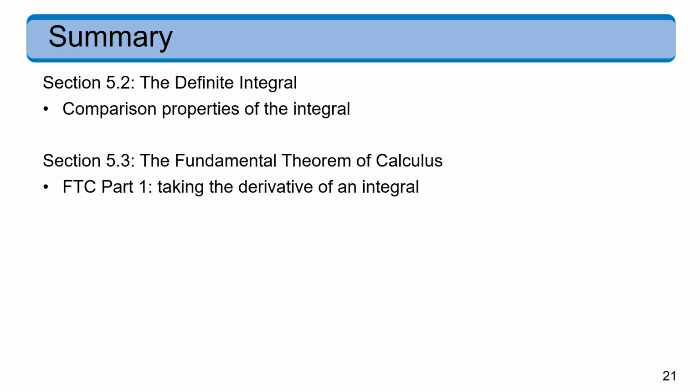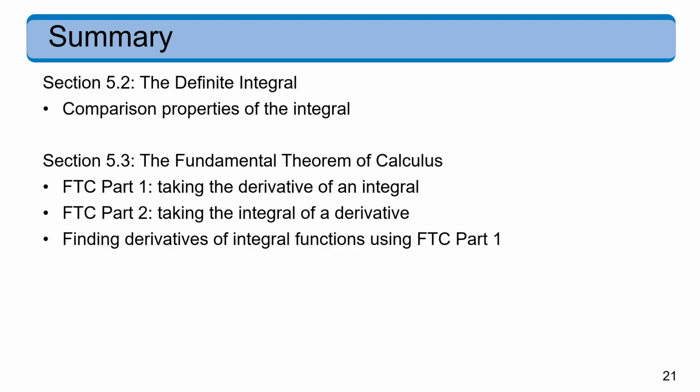So the theorem has two parts. We first saw part 1, and this part involved taking the derivative of an integral. And it was a particular type of integral where the right endpoint is a variable. And then we looked at part 2, which was the reverse. It tells us how to take the integral of a derivative. Then we looked at some ways of using both parts. So one use of part 1 was if you're asked to find the derivative of one of these integral functions where the right endpoint is a variable.